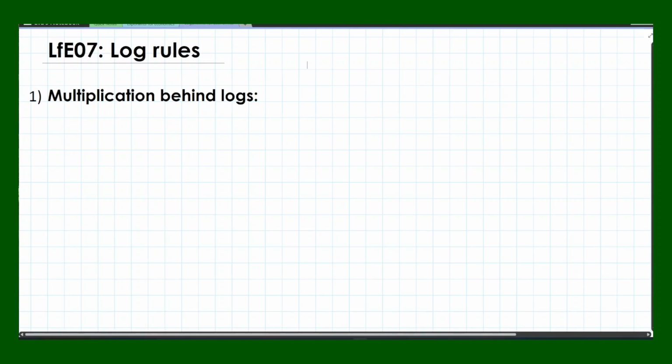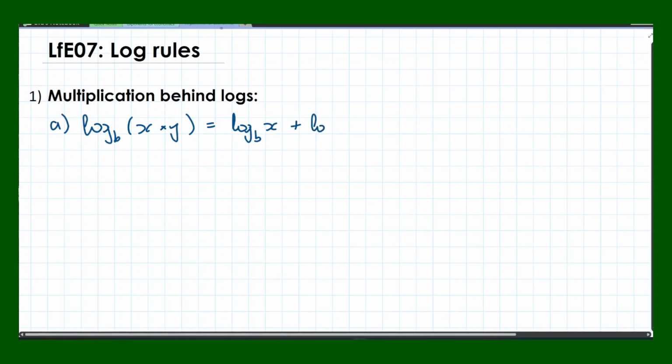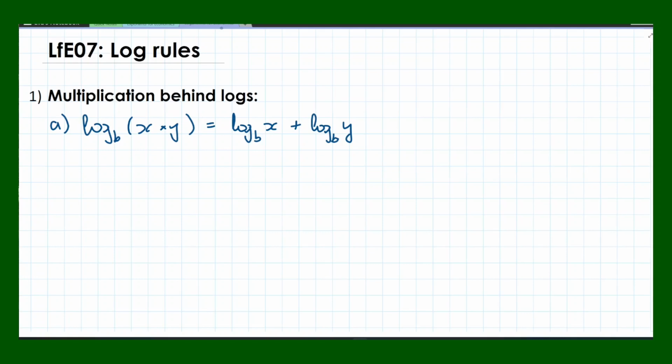I'm going to show you two different versions, one with a generic log base. If I have got a log, let's say with base b, and I have got two numbers multiplying behind it, let's say x times y, then I can write this expression as a sum of the same bases, but with the individual numbers behind each of those log signs. So log b of x times y is going to be log b of x plus log b of y.